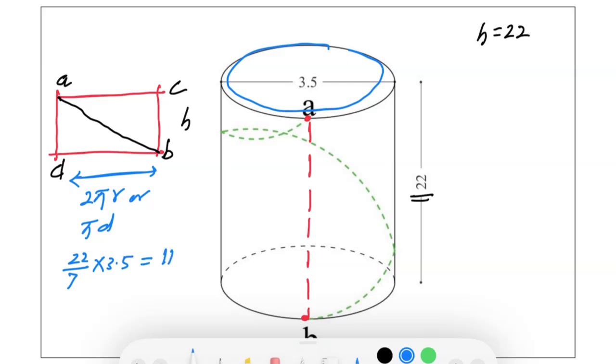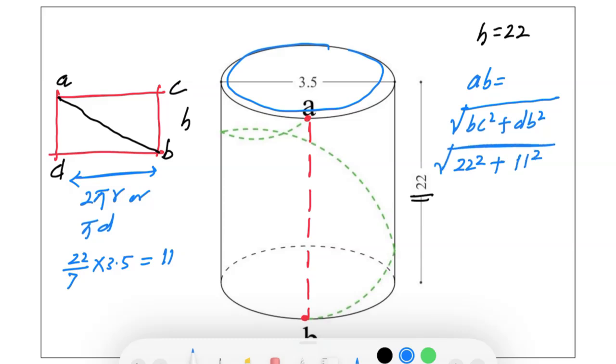Now when I know the two sides, I can simply figure out what is AB. So AB is nothing but the whole root of, I can take BC here, BC square plus DB square. Now BC in this case is 22. So this is 22 square plus DB here is 11, so it is 11 square, the whole root. I can take 11 common from here. So inside it remains 2 square plus 1 square. And therefore this becomes 11 root 5. And that is my final answer in this case for the length AB.